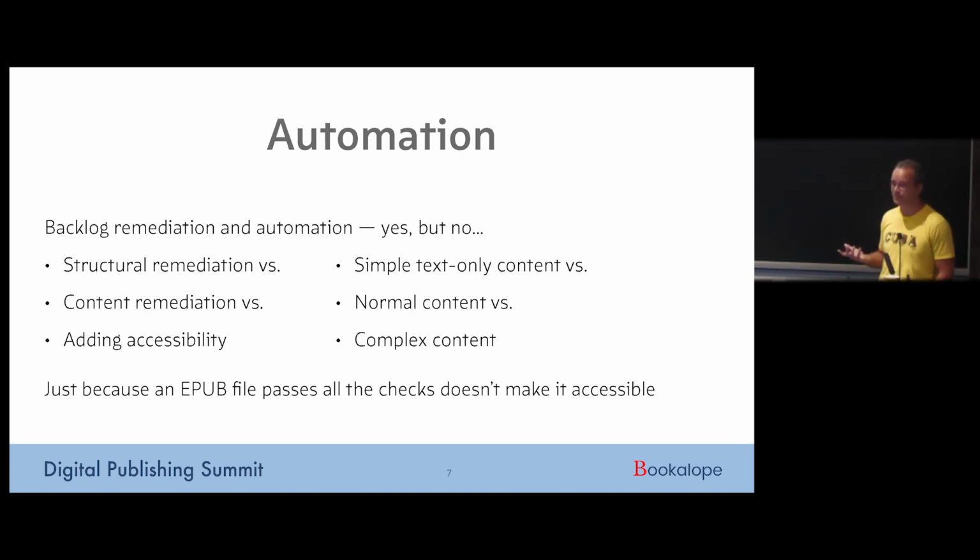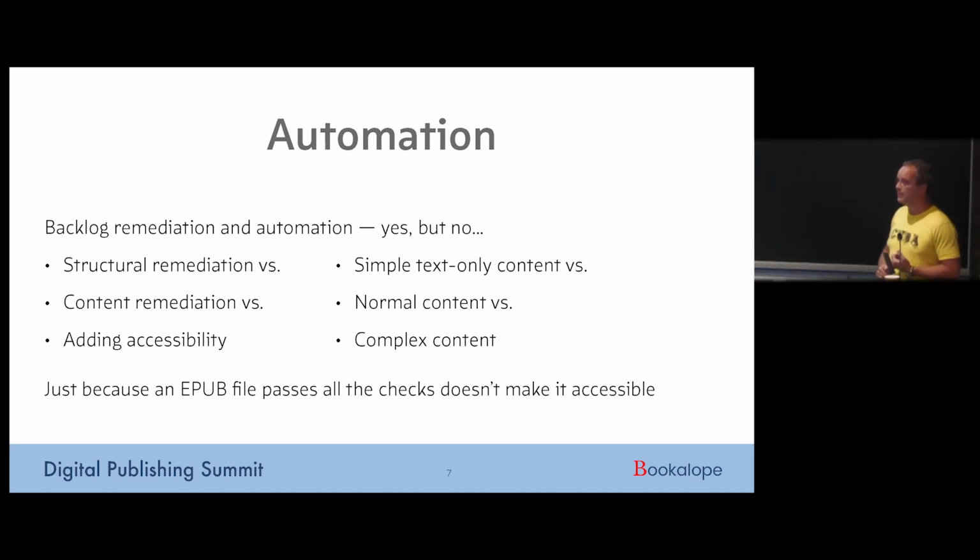Are we talking about structural remediation, meaning here's an EPUB 2 file, let's just update it to EPUB 3, right? There's a bunch of metadata that needs to change, but we're not going to touch the content. That sort of structural remediation can be automated. We can run that on tens of thousands of books, and it'll just work.